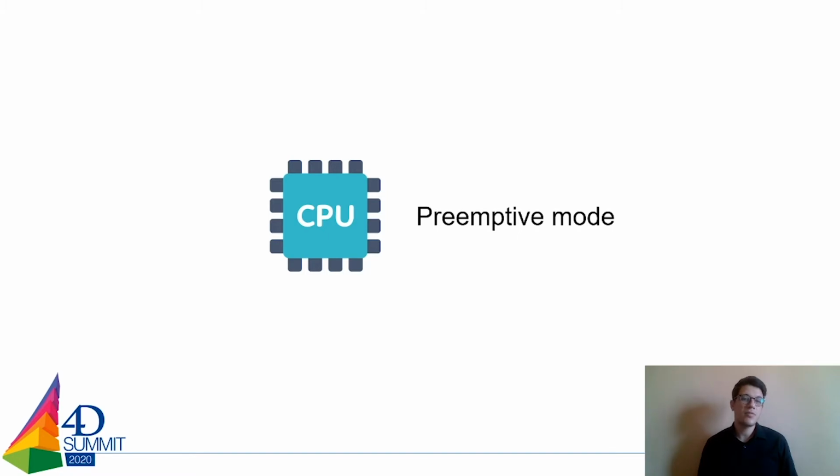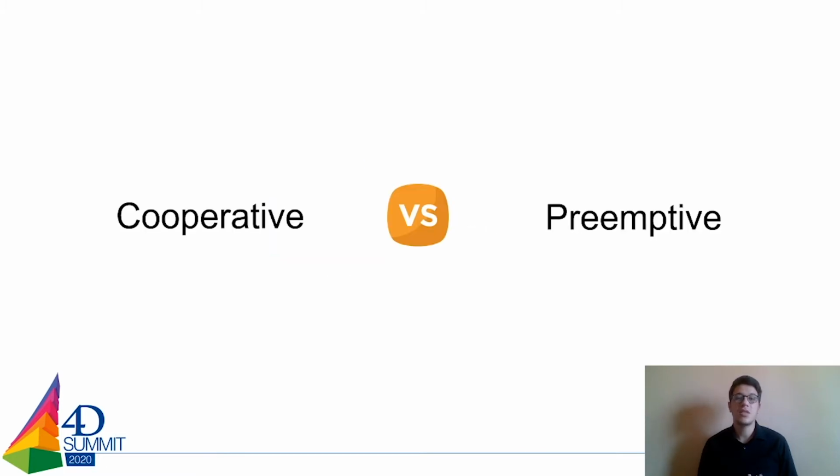As a reminder, preemptive mode is a very powerful feature that allows us to have better performances when executing our processes in multi-threading. So in order to see what actually this preemptive mode brings, we're gonna do a little comparison between the two modes of execution of processes in 4D that are cooperative mode and preemptive mode.